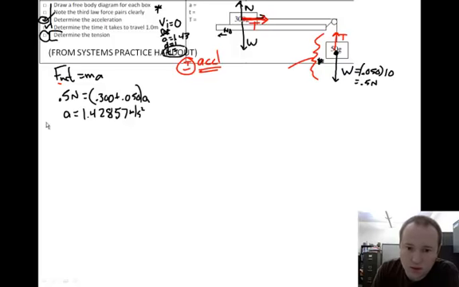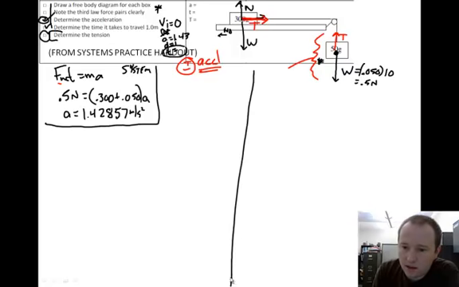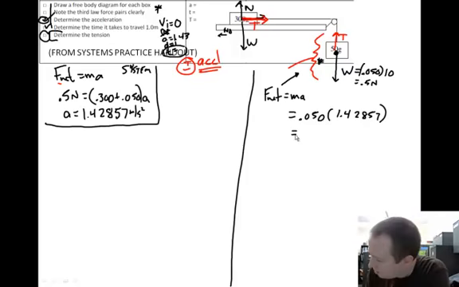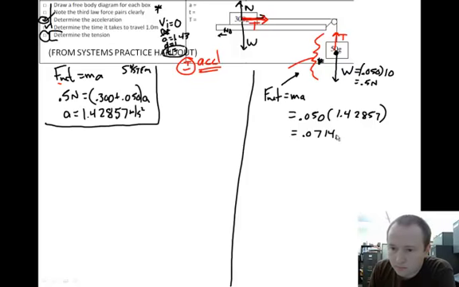We're going to determine the tension. What we did is we looked at the system, its F net. But now we're going to look at the F net for just the single item. For the single item, the mass is 0.050. The acceleration is 1.42857. And so I get an F net of 0.0714 newtons.